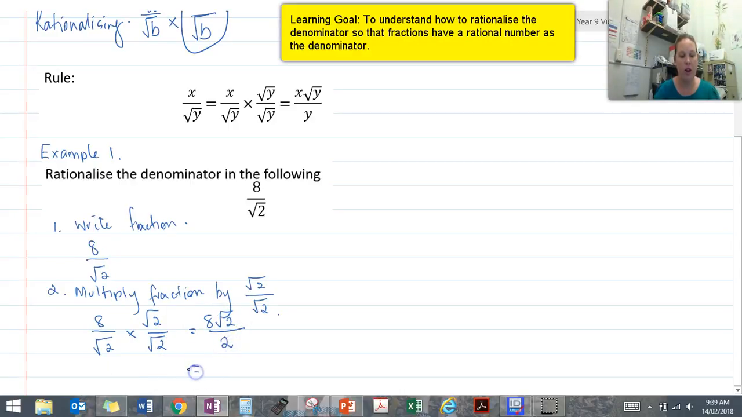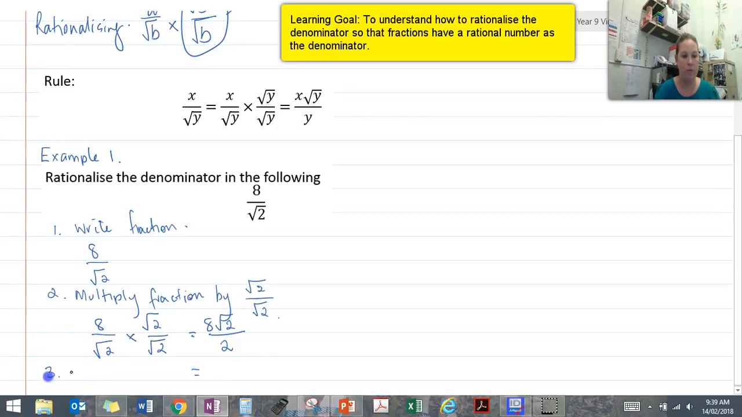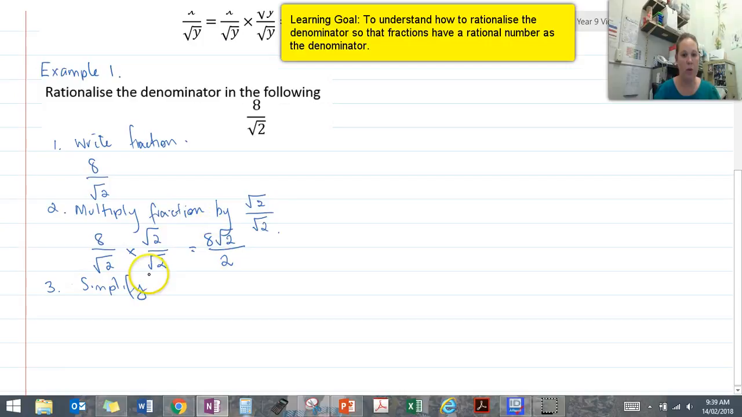Now we can simplify this further. We have 8 square root 2 over 2, and 8 divided by 2 is equal to 4, so we end up with 4 square root 2. Okay guys, so that's the first example.